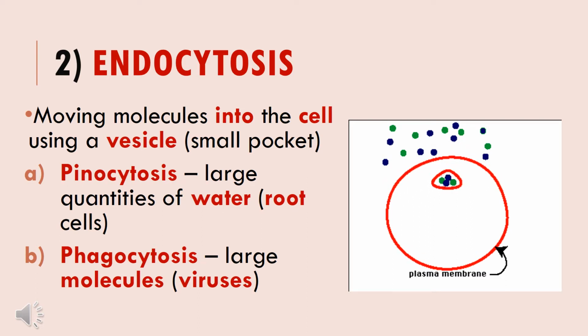A cell can move one large molecule also into the cell using endocytosis. This process is called phagocytosis. PH sounds like the letter F. Phagocytosis is used by your white blood cells to engulf and destroy viruses and other pathogens. It's also used by the amoeba. The amoeba stretches out its pseudopods surrounding its prey and forming a vesicle that will allow it to be transported inside and then digested as food.